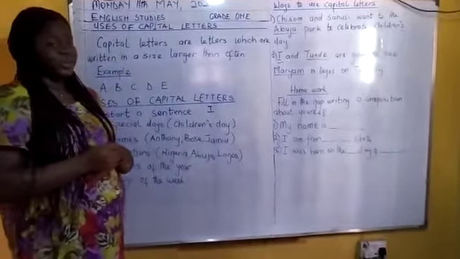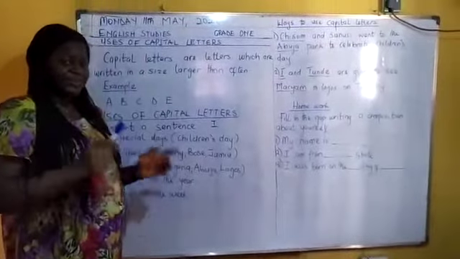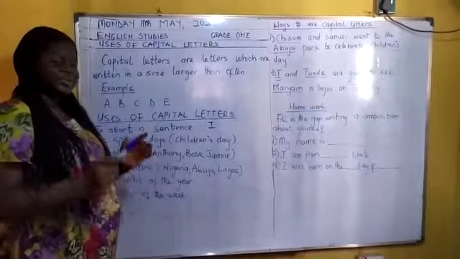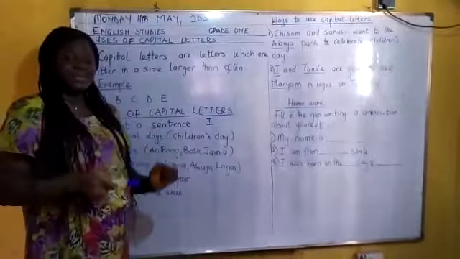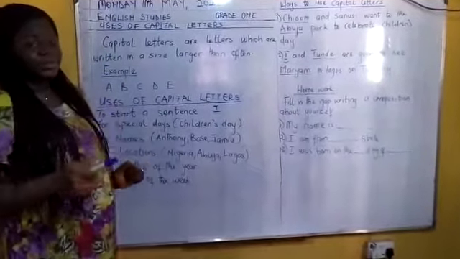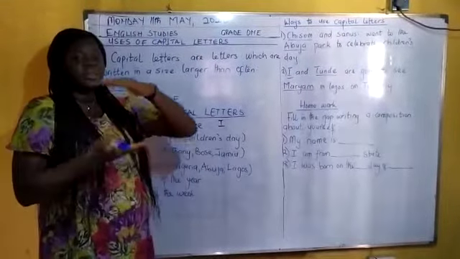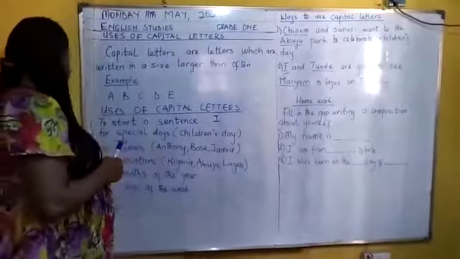Another one we have is months of the year. Do you remember the months of the year? January, February, March, April, May, June, July, August, September, October, November, December. Those are the months of one year. When you want to write them, always make sure you start them with a capital letter.